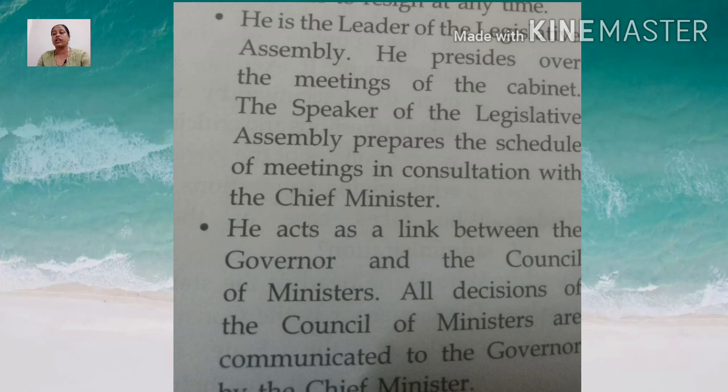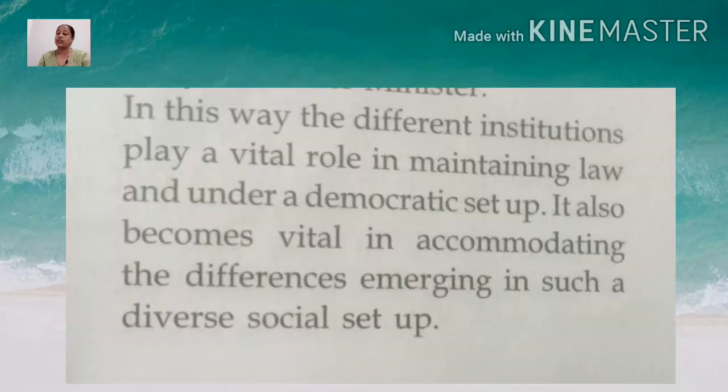In this way, different institutions play a vital role in maintaining law and order under the democratic setup. These institutions, these organizations, play a vital role in maintaining peace and calm in our society. It is also vital in accommodating the differences emerging in such a diverse social setup.